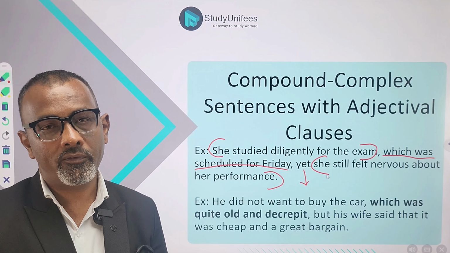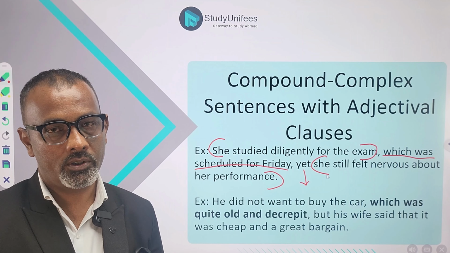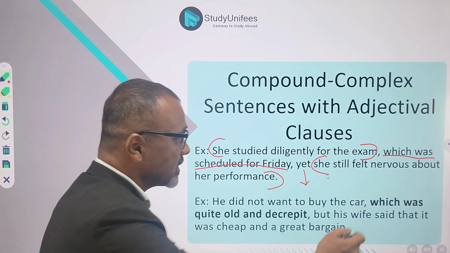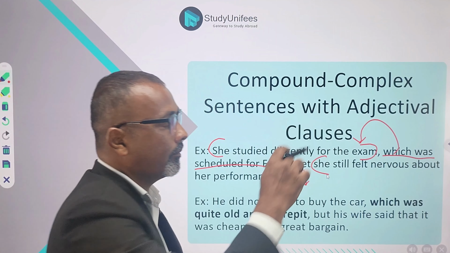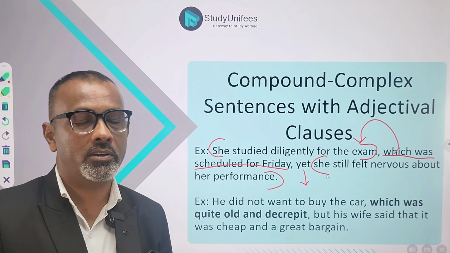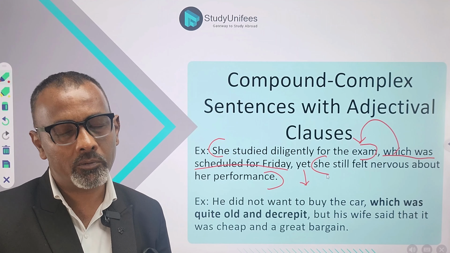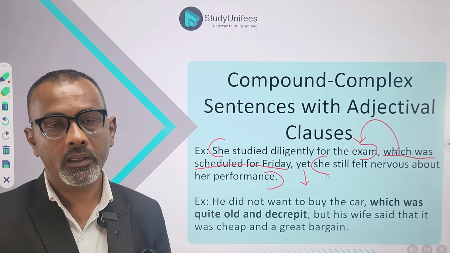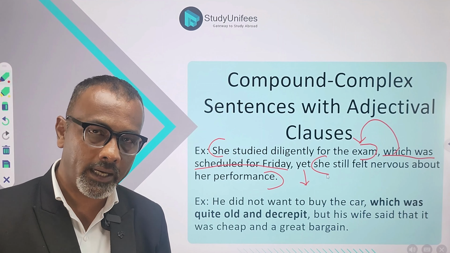Which was scheduled for Friday is the adjective clause, which basically modifies the noun exam. It tells us more about this noun exam. Which exam? This question is answered. And the answer is the one that was scheduled for Friday. Now, let's look at the second example.